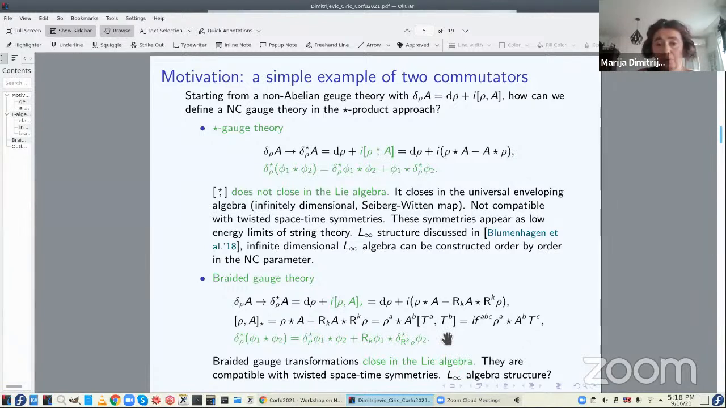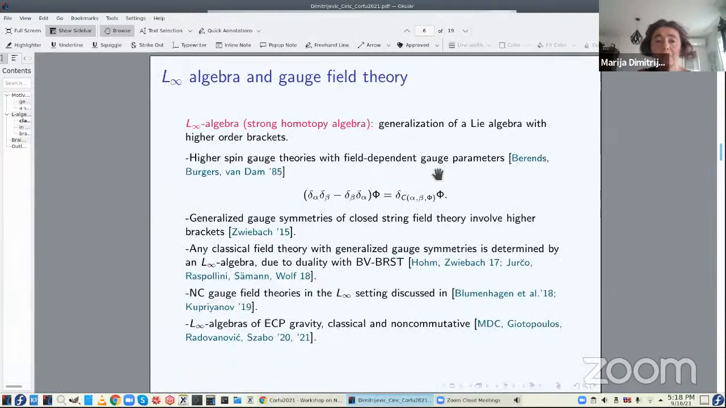And we, of course, wonder what is the L-infinity algebra structure of this, because this hasn't been analyzed so far. So in the rest of the talk, I will concentrate on this braided gauge theory. And I will try to introduce it using the concept of the L-infinity algebra. So I go to the L-infinity algebra. I don't want to go into too many details.